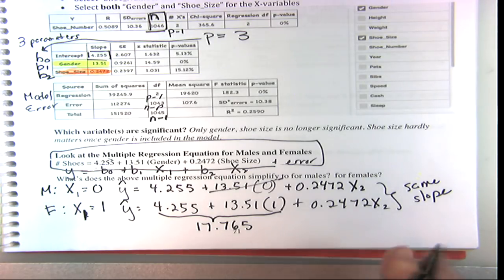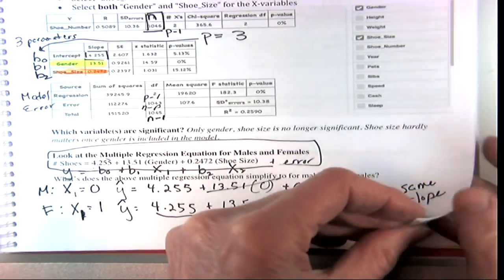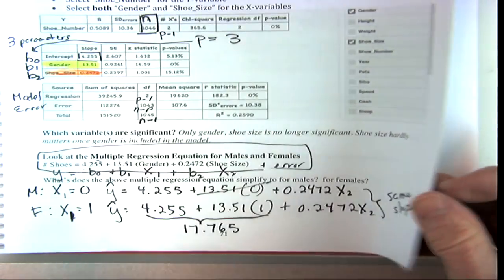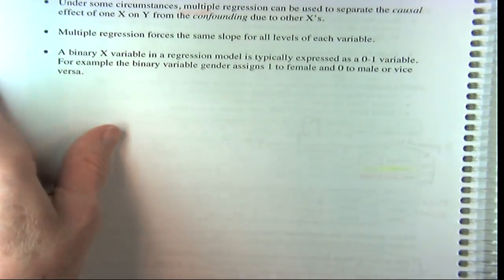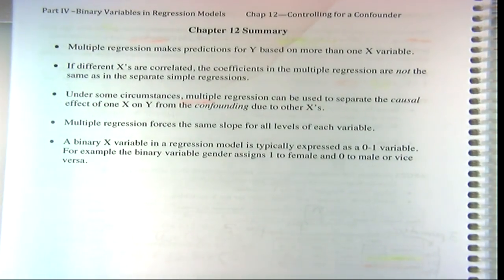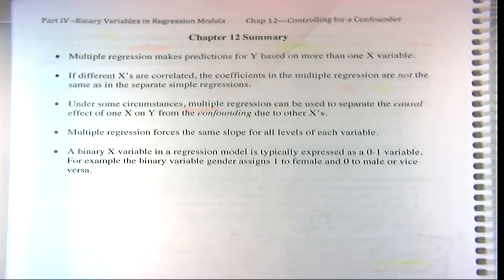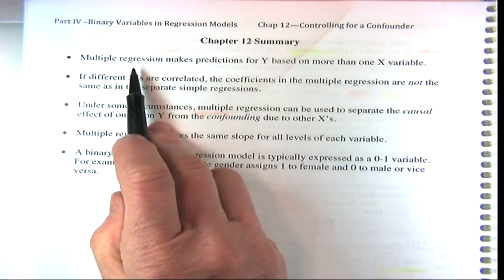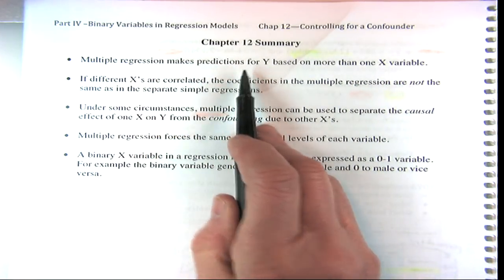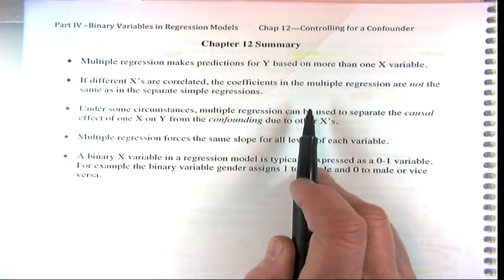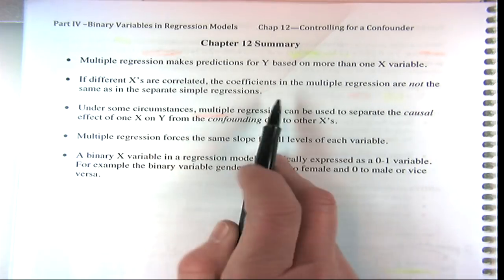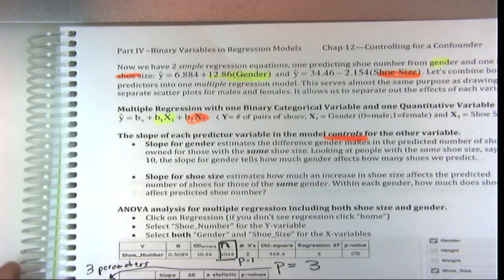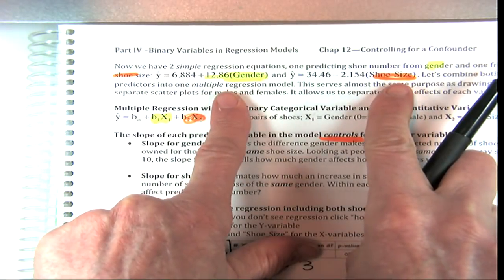All right. So now, let's move on. And now we're going to look at interactions, how adding an interaction works. All right, let's just look at the summary here first. So multiple regression makes predictions for y based on more than one x variable. Now, if different x's are correlated, the coefficients in the multiple regression are not the same. What do I mean by that? x1 and x2 are correlated. x1 is gender and x2 is shoe size.